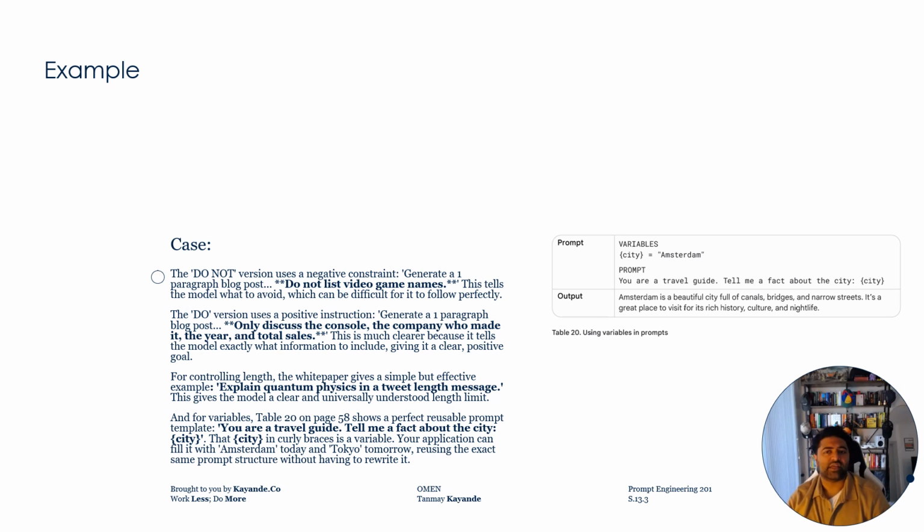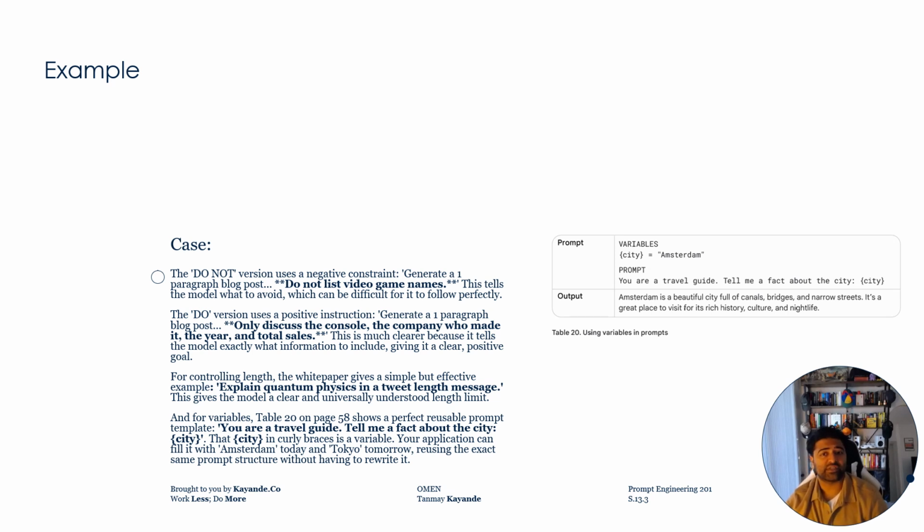Let's look at an example for instructions versus constraint. The "do not" version uses a negative constraint. Generate a one paragraph blog post, do not list the video game names. This tells the model what to avoid, which can be difficult for it to follow perfectly. The "do" version uses a positive instruction. Generate a one paragraph post. Only discuss the console, the company who made it, the year, the total sales. This is much clearer because it tells the model exactly what information to include, giving it a clear and positive goal.